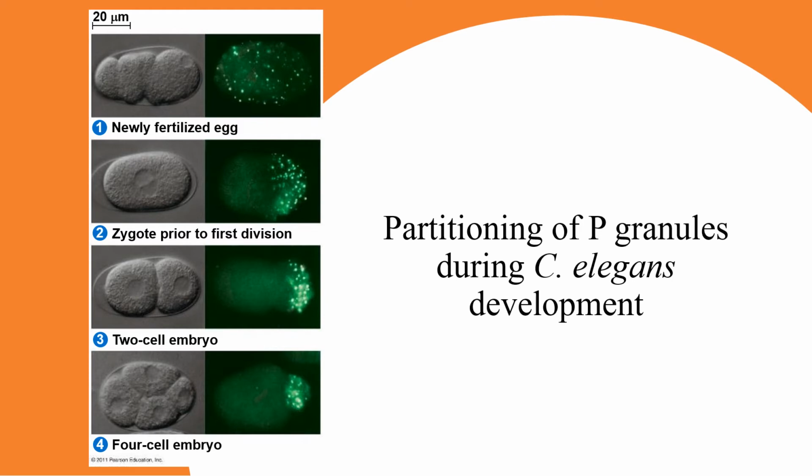So, partitioning of the P granules during C. elegans development. The granules were injected with fluorescent dyes for them to be able to observe the movement. For a newly fertilized egg, as you see, scattered yung mga P granules niya. But once the zygote already reaches prior to first division, kung makikita nyo, nasa isang side na lang yung concentration of the P granules. Once the embryo becomes 2, lumilipat sa isang side, and then the 4-cell embryo, makikita nyo na isang side na lang talaga yung mga P granules nila. Okay? So, as what has been mentioned, the direction of these P granules is going posteriorly. Okay?